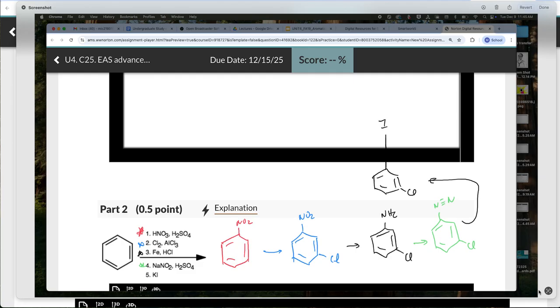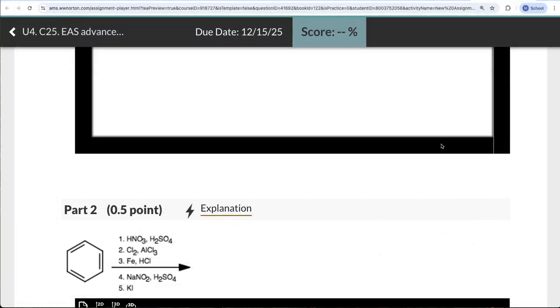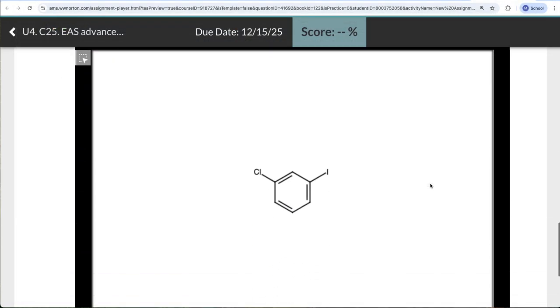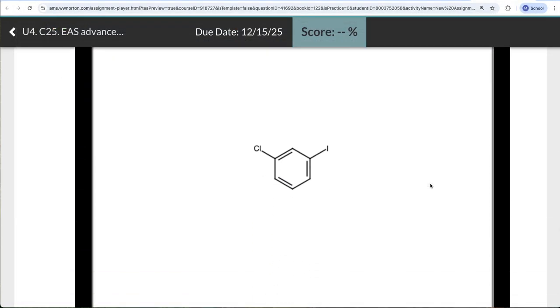Make sense? And again, because we have the ability, we can scroll and we got it. Does that work?